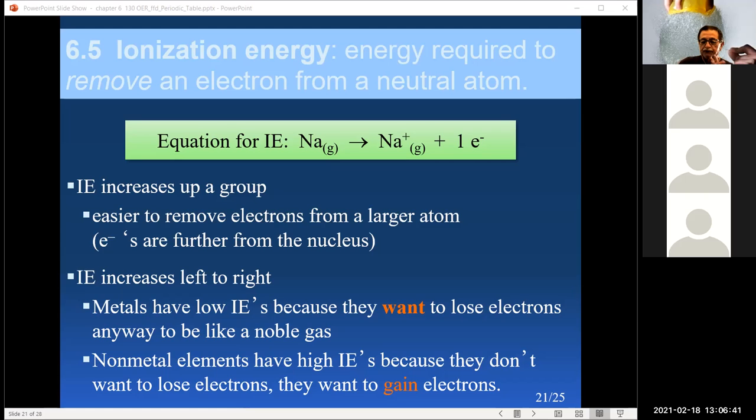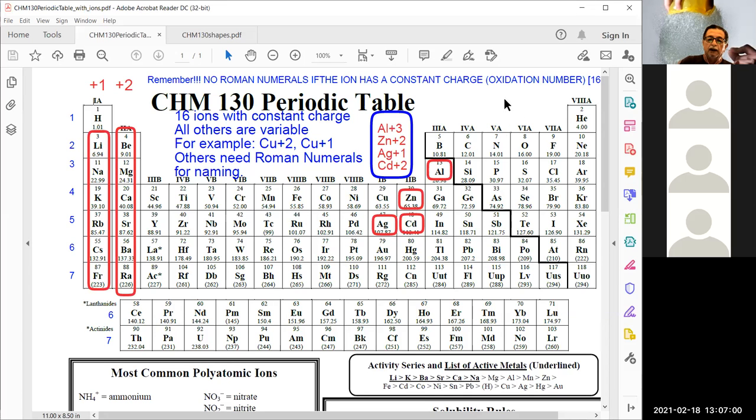Now, with respect to going across the period, we talked about this briefly when we looked at the radius. We said that as we go across, and then we pull up the periodic table again, and we will compare, let's do a quick one. We compare sodium with chlorine. We're comparing the atoms.